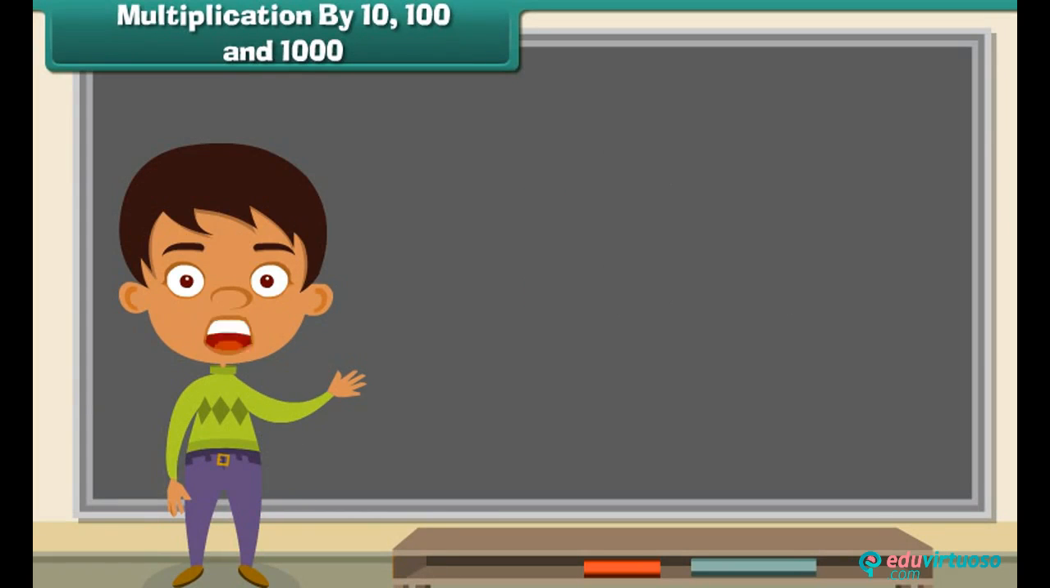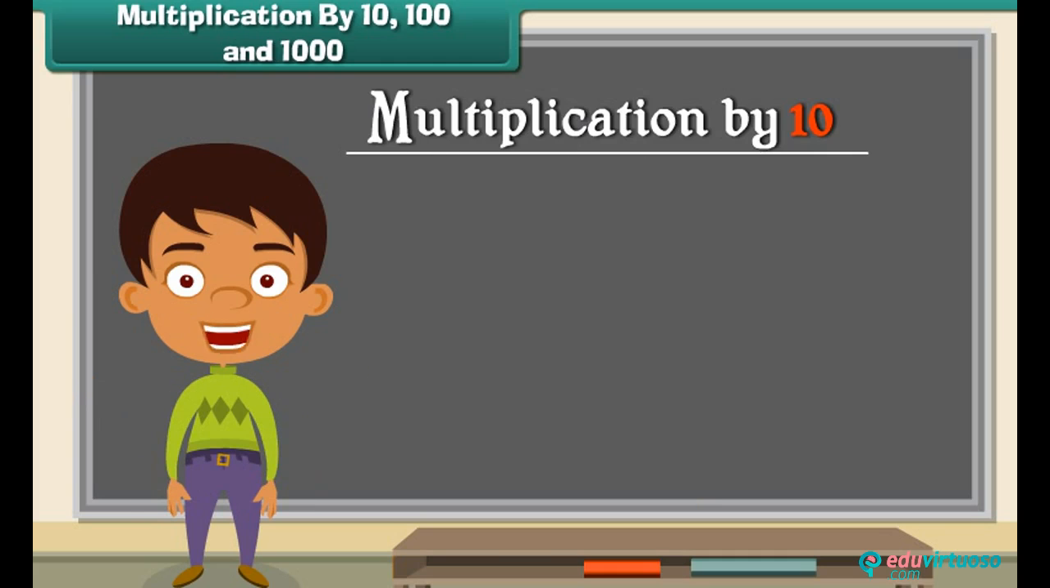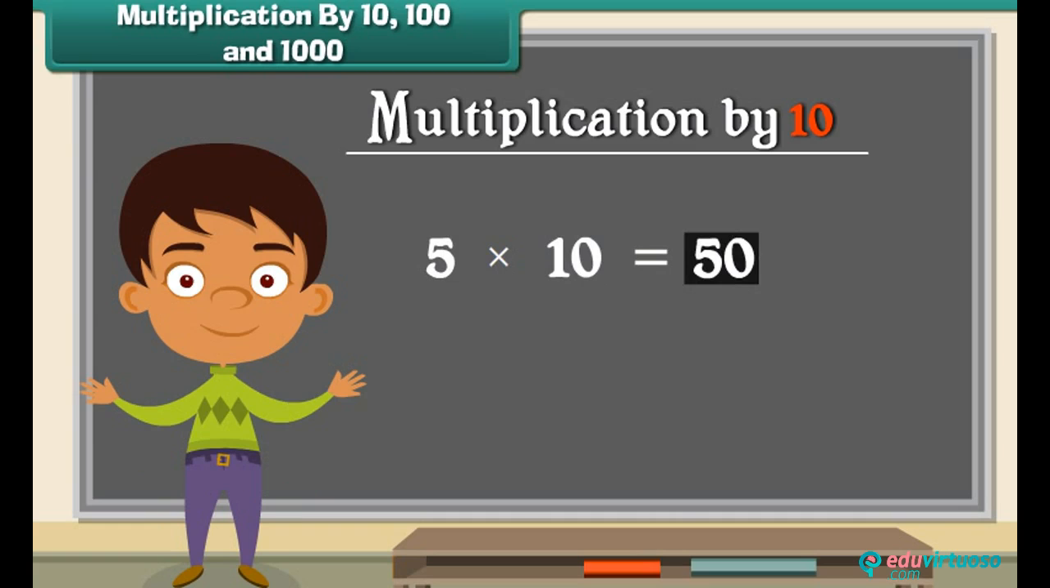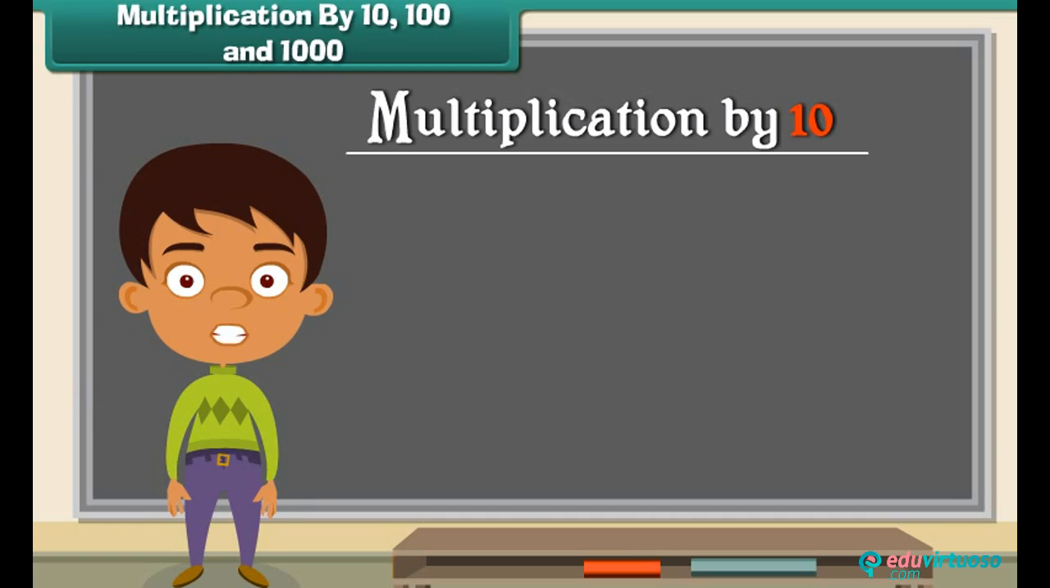Multiplication by 10, 100 and 1000. Let us now learn how to multiply numbers by 10, 100 and 1000. When we multiply a number by 10, we add the 0 in the 10 to the right of the number to get the result. Let us multiply 7 by 10. Add 1 0 to the right of 7 to get the result as 70.